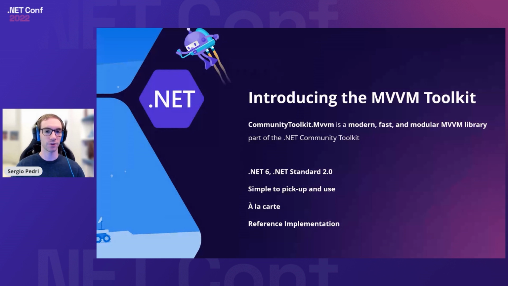Now, the MVVM Toolkit is built around 4 core principles. First, it multi-targets .NET 6 and .NET Standard 2.0, meaning that it can be used by all developers, even on older runtimes and frameworks, while at the same time offering additional performance improvements when running on new runtimes where more optimized APIs are available. If that's the case, we will automatically pick them up and give you the extra performance.